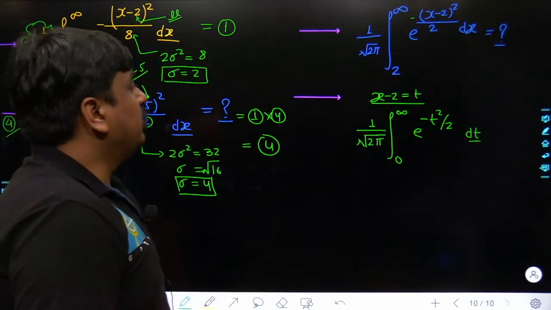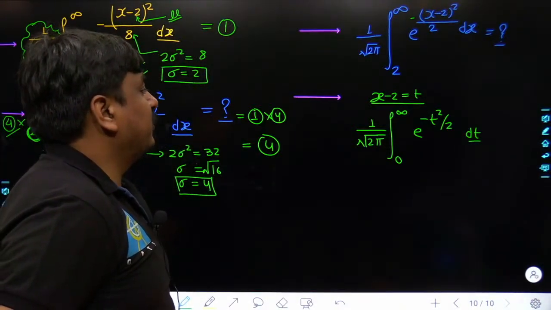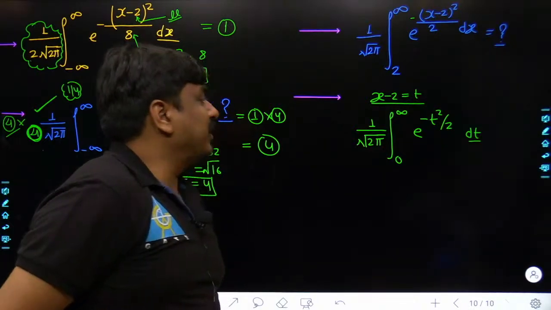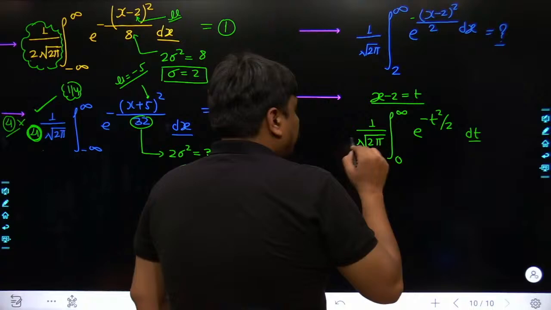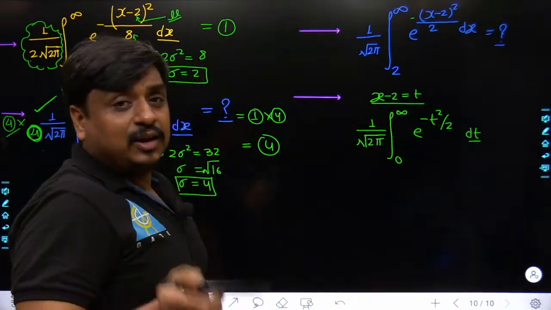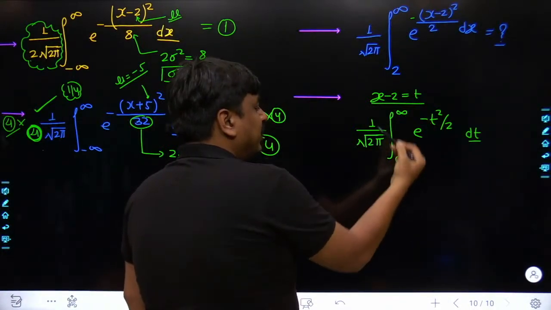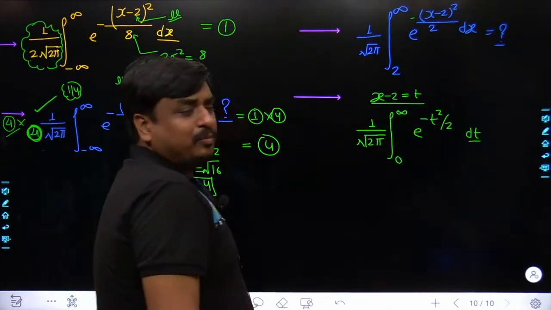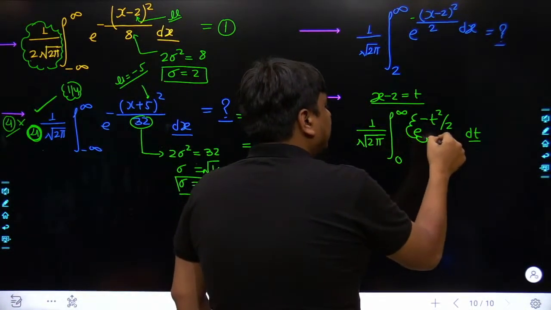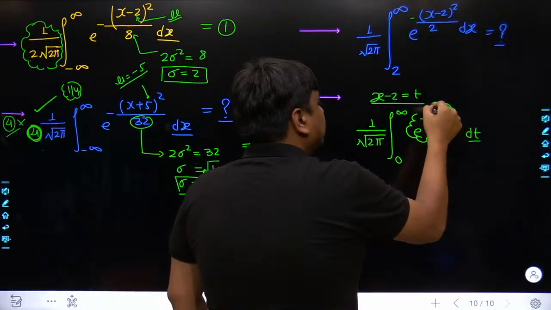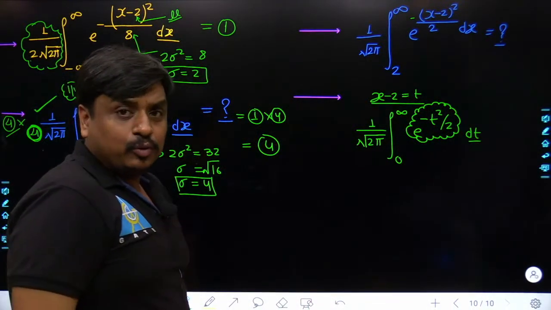So obviously the new problem which has come in your hand is 1 upon root over 2 pi, integration from 0 to infinity of e to the power of minus t square divided by 2 dt. My dear friends, so far we were dealing with the normal distribution where the integration was taken from minus infinity to plus infinity, but here the integration is taken from 0 to infinity, and being an even function, whatever the area would be covered from minus infinity to 0, the same area is going to be covered from 0 to infinity.